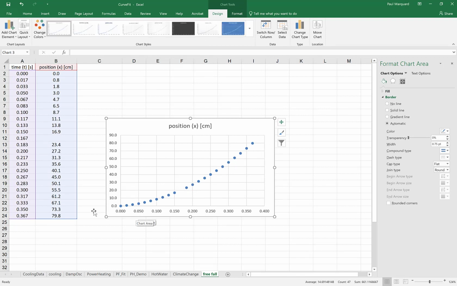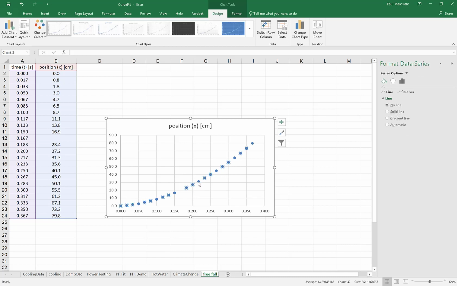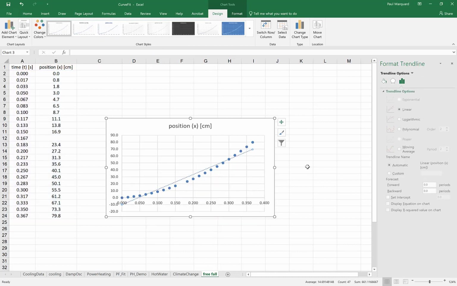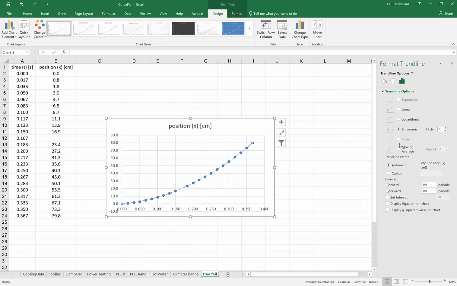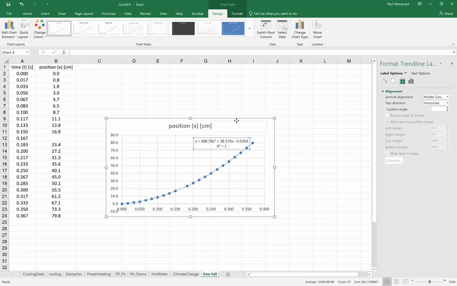So there's our dots. And this is falling under the influence of gravity, so let's highlight the data and fit a trend line. When I go to add a trend line, I know an object that falls under the acceleration due to gravity, its position is going to be a function of t squared. And so it's a polynomial of order 2. You can see the curve fits very nicely. Let's display the equation and the r squared value. And that r squared value is pretty close to 1. I know it says it's equal to 1, but there's always some error in our data.